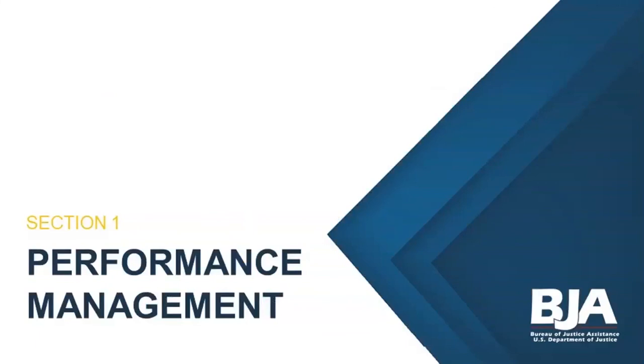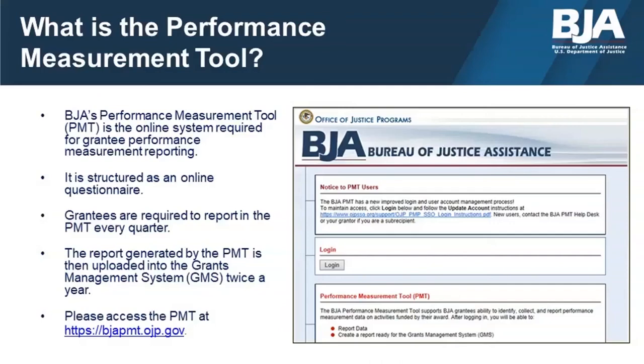This first section of the training will provide an overview of performance measures and the reporting process. So what exactly is the Performance Measurement Tool, or PMT? The Performance Measurement Tool is the online data collection tool for Office of Justice Program grant recipients. It is structured as an online questionnaire made up mostly of short answer questions, which grantees submit once a quarter throughout the life of their grant.